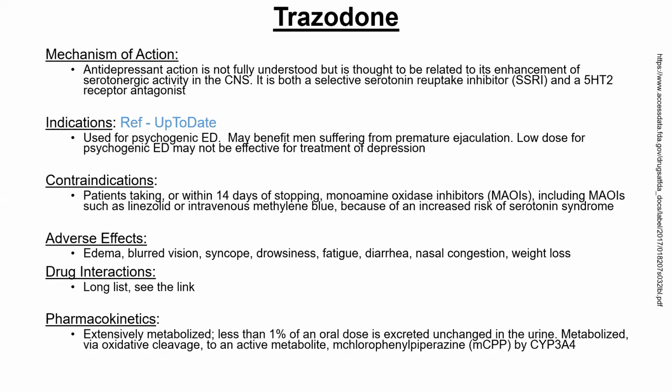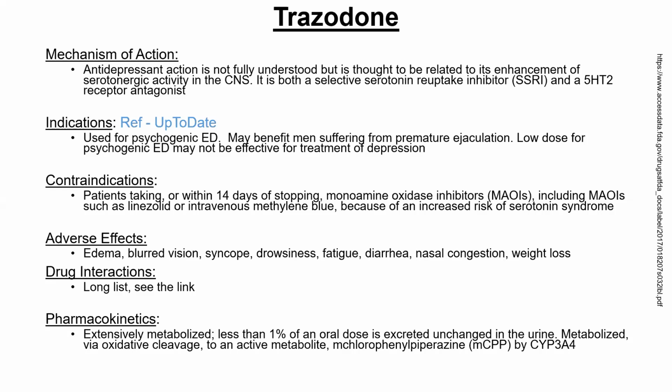When you go on UpToDate, just search for trazodone. The information listed here in the indication is straight from UpToDate. That's why it says reference UpToDate. It is used for psychogenic ED. How exactly it helps, I don't have the exact mechanism of action. Neither does the FDA document describe it clearly in terms of mechanism as a treatment for ED.